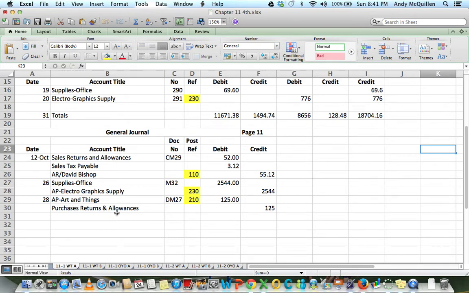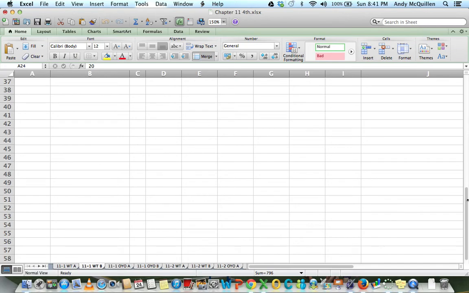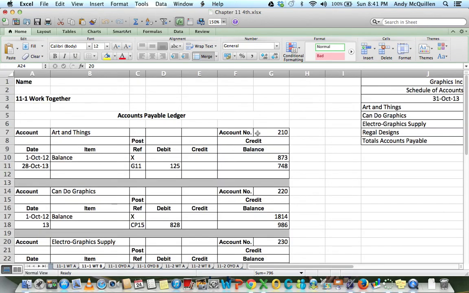On the 28th, we're going to debit 125 to art and things. So we go up to the top, art and things, 28th, G11, debit 125. Now we have a credit balance of 748.